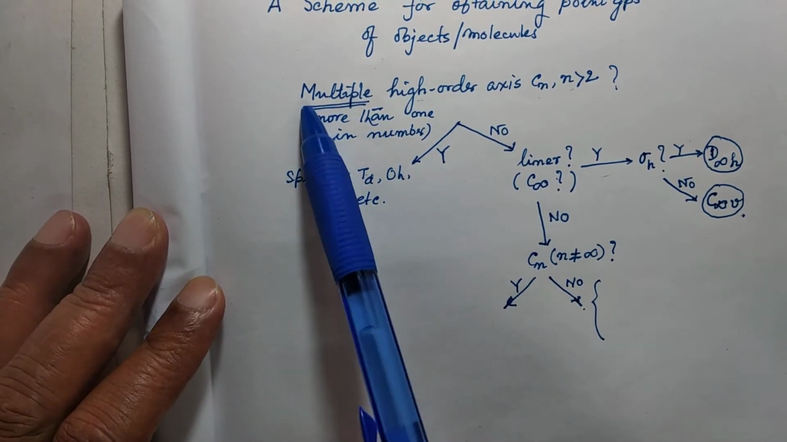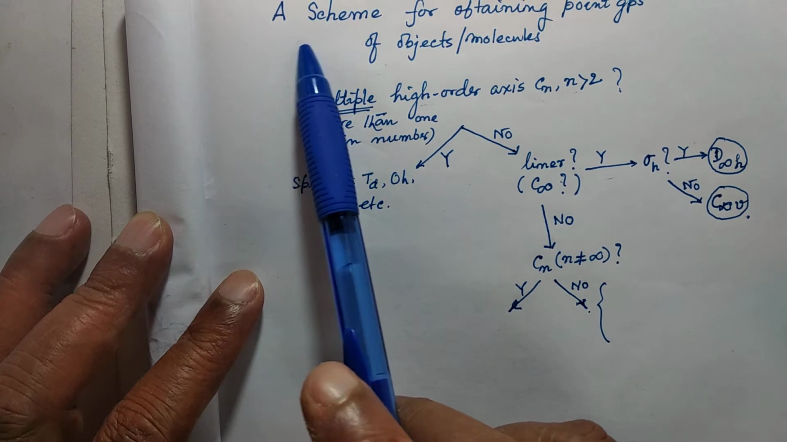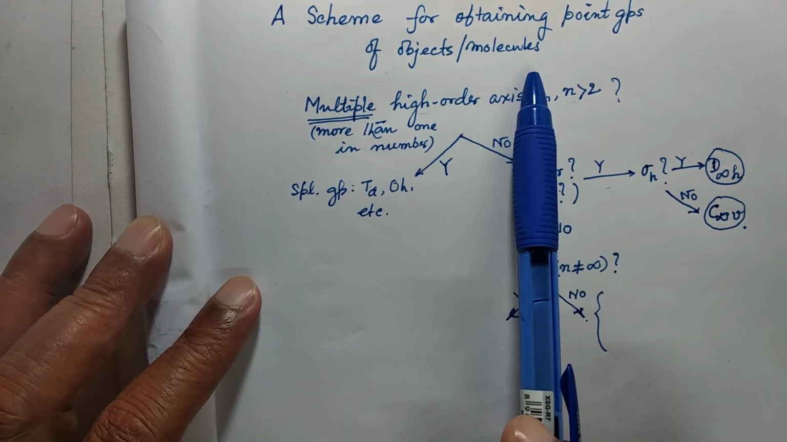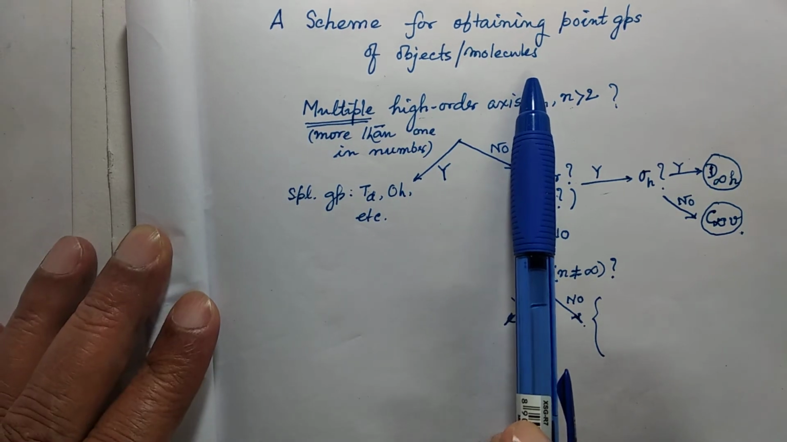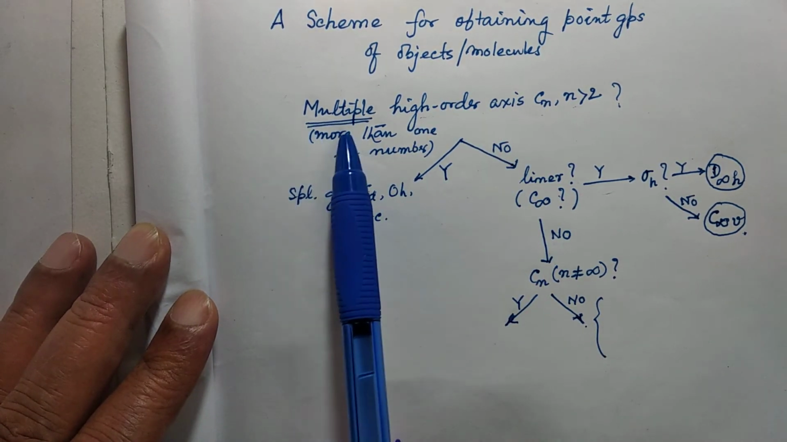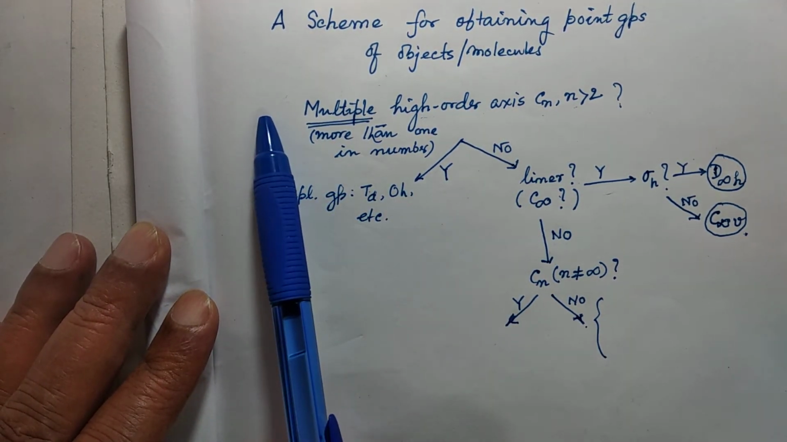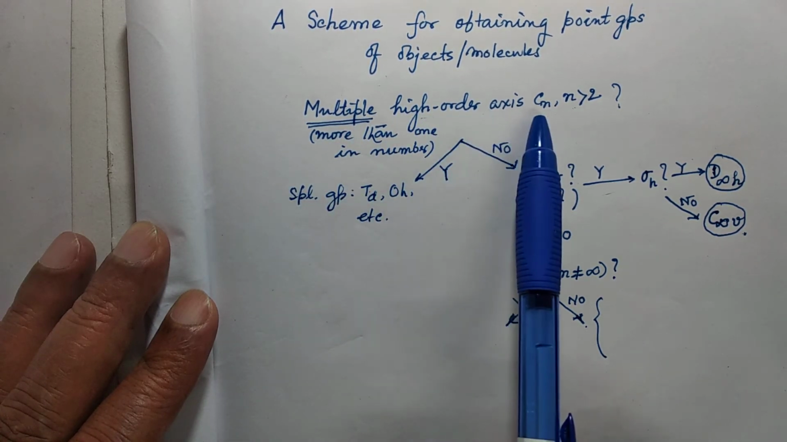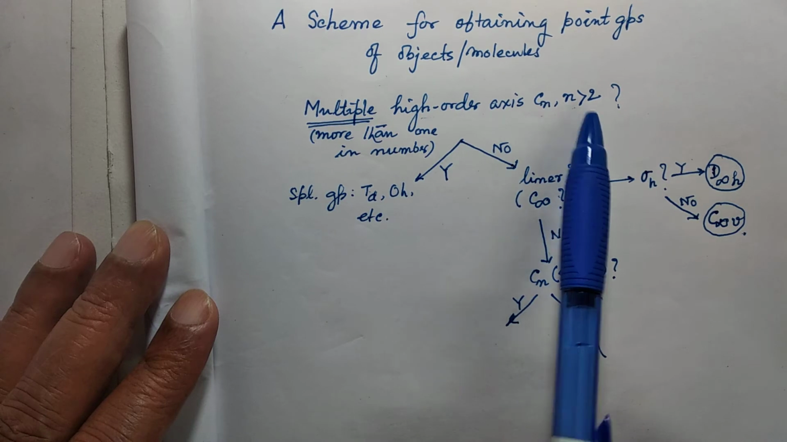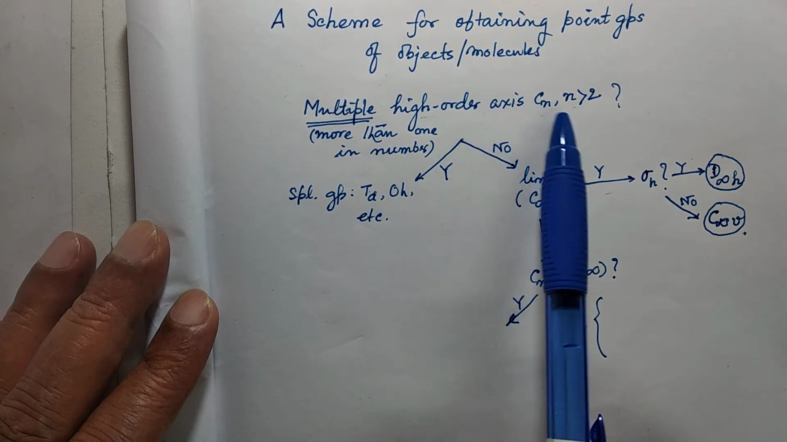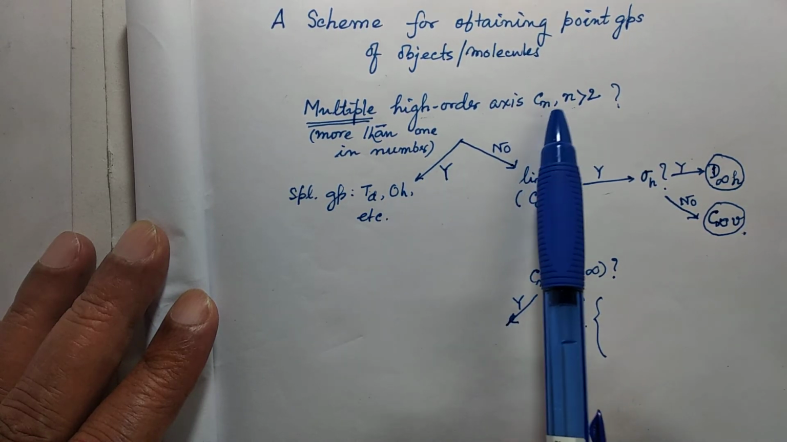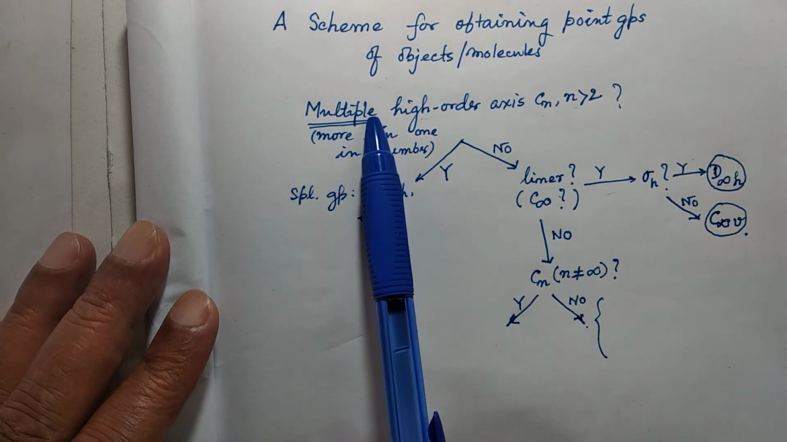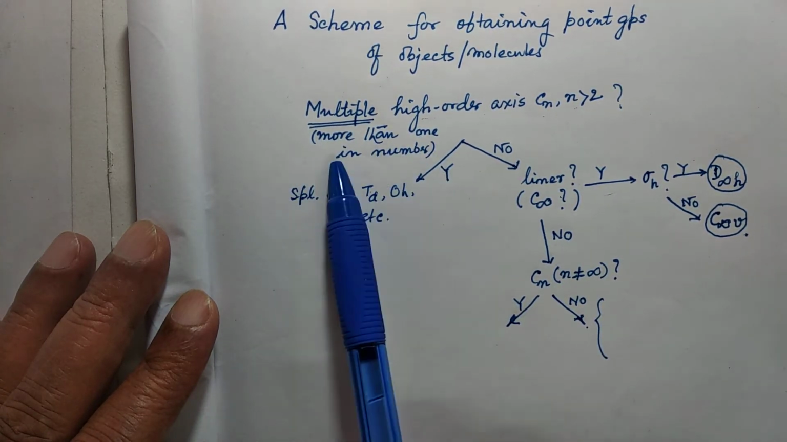Today I'll discuss a scheme for obtaining point groups of objects or molecules. The scheme starts with this question: does the object have multiple high order axes of rotation? High order axis means that in Cn, this n is greater than 2, and multiple means more than 1 in number.